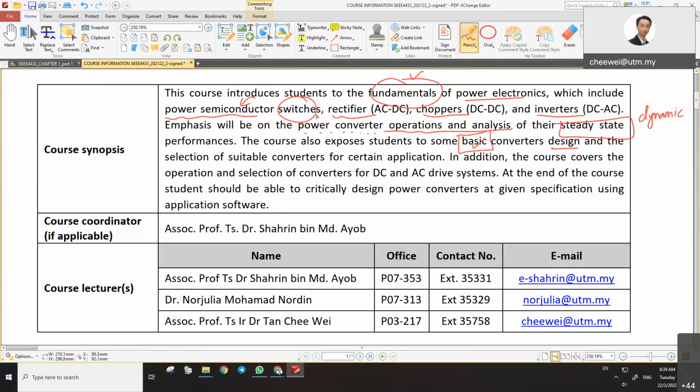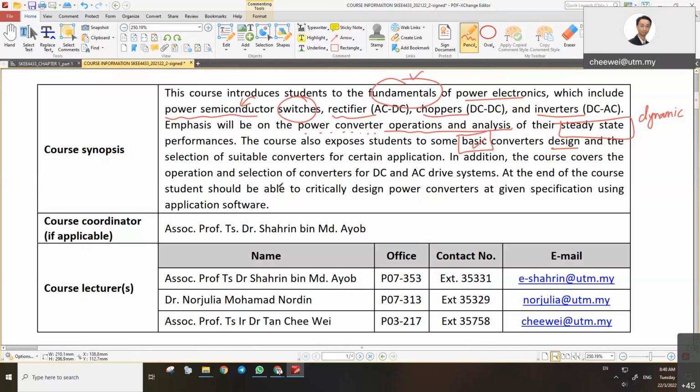Once you know the behavior or the natural characteristics of the converters, you should be able to apply them in daily applications, in your designs. So which converters can you use for what kind of application, right? To suit and also to match. So finally, what do you do? It covers the operation and selection of converters, the same thing, I guess.